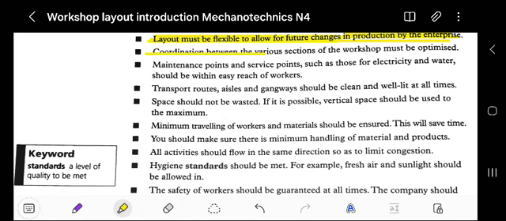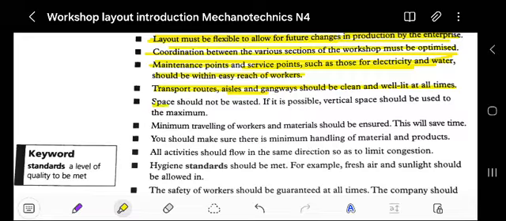Coordination between the various sections of the workshop must be optimum, right? Maintenance and service points, such as those for electricity and water, should be within easy reach. We've talked about this. Water must be accessible, and easily so. Transport roads and gangways should be clean, well lit at all times. Transportation equipment and all your machines must always be clean and neat.